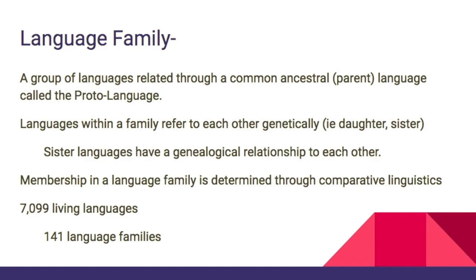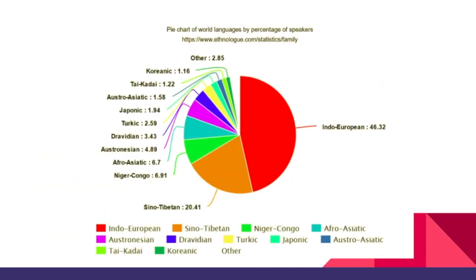There are currently 7,099 living languages, which breaks down into 141 language families. This is a pie chart of the world's language families by percentage. So, as you can see, the biggest percentile is Indo-European, which is 46%, and that's like Spanish, English, French. And then you got your Sino-Tibetan languages, which is 20%, and that's like Mandarin and Thai. And then you have Niger-Congo, which is 6.9%.